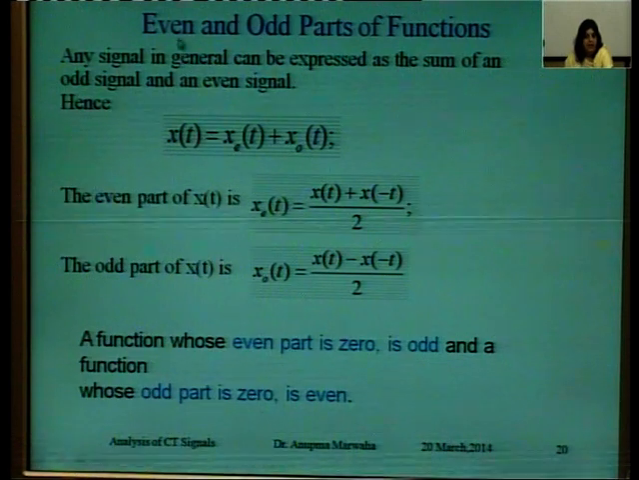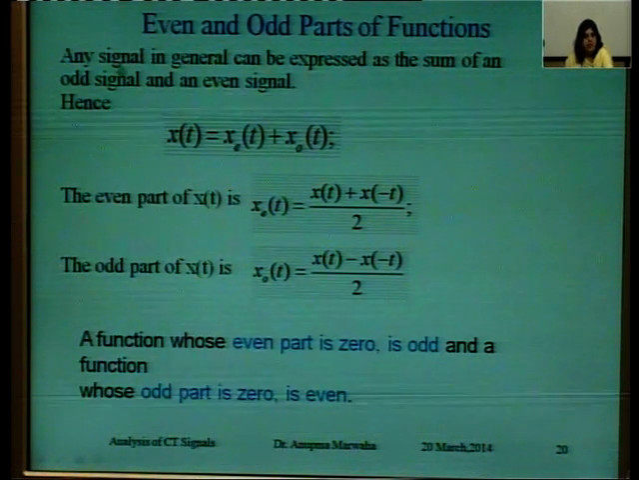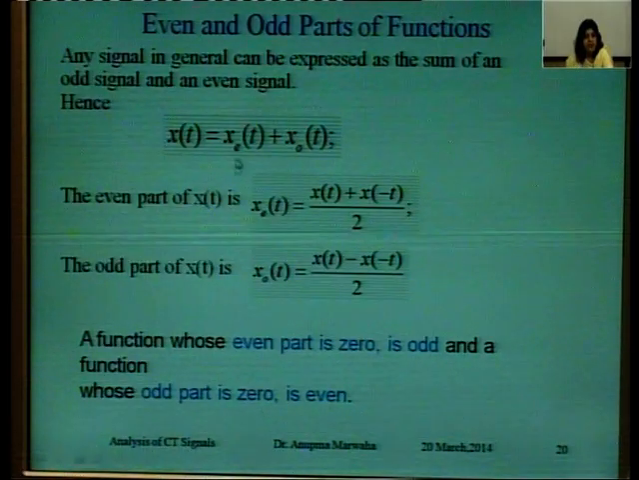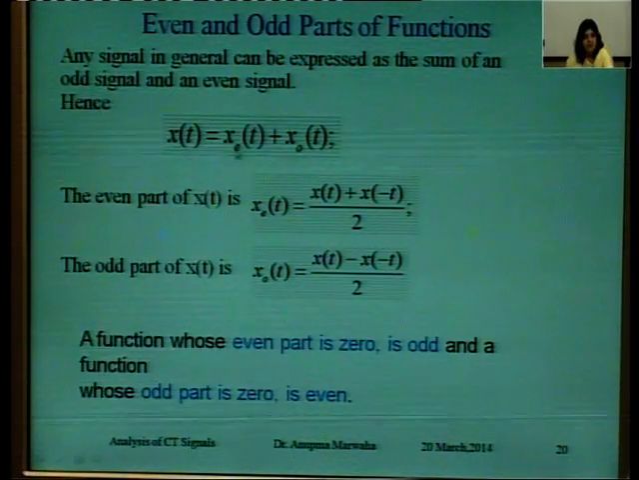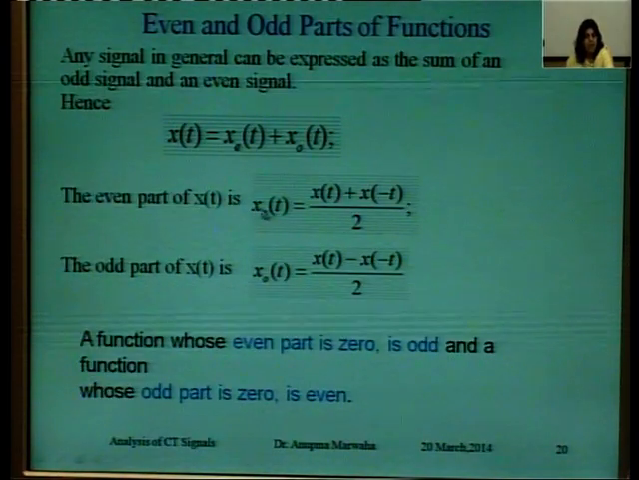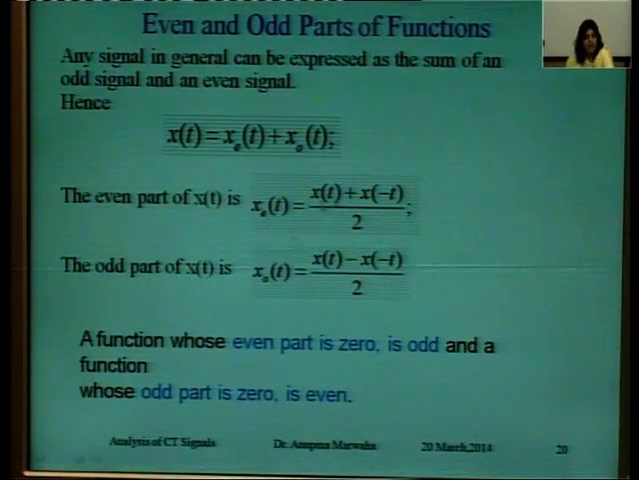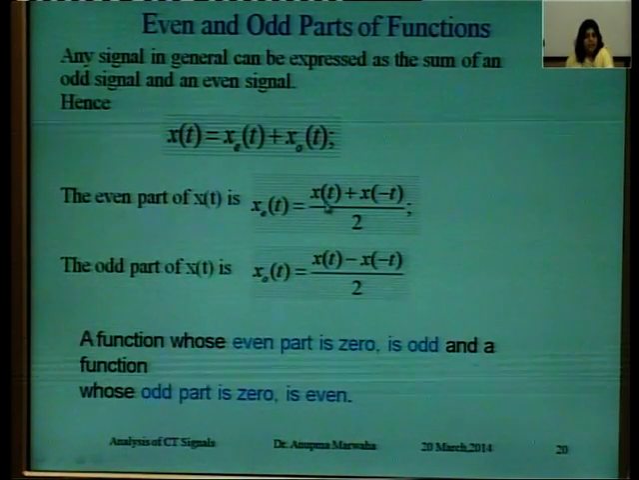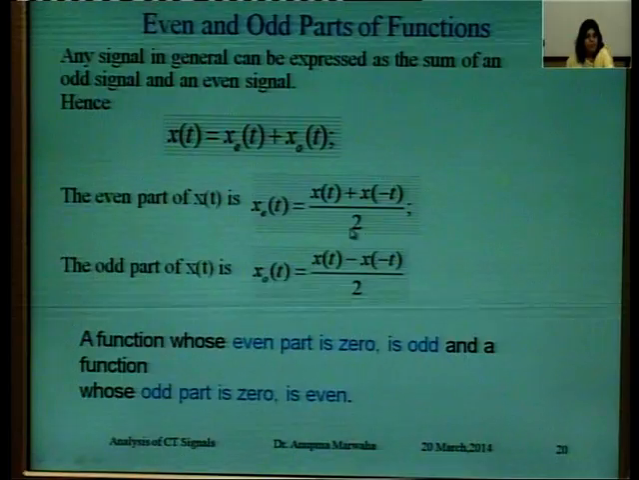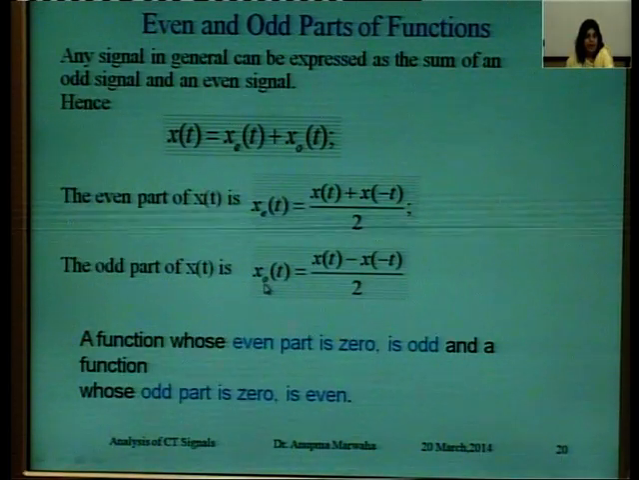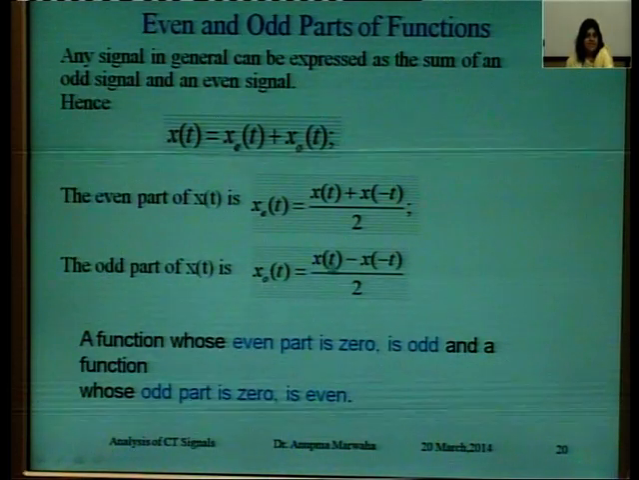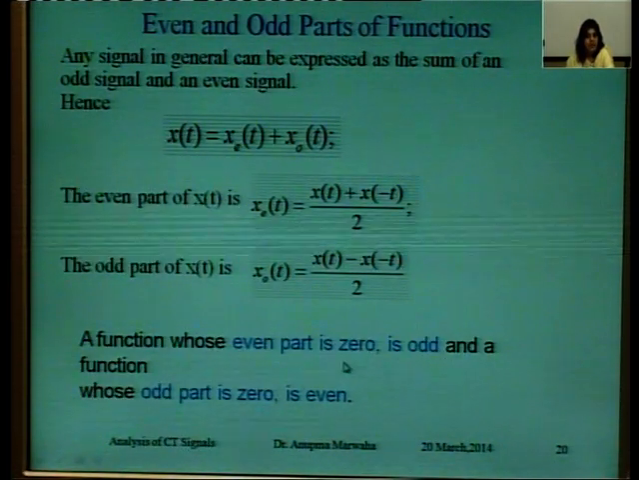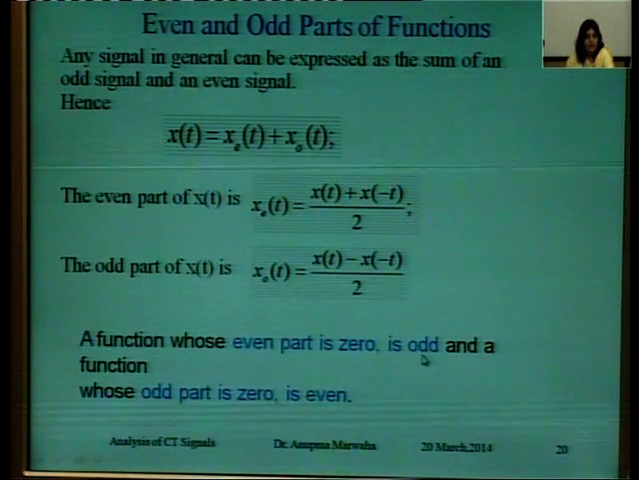Now, any signal in general can be expressed as a sum of its odd and even parts. That is, if we have a signal x(t), then we can express it in terms of its odd and even parts, where the odd and even values can be determined by solving these expressions. The even part of x(t) will be determined by evaluating [x(t) + x(-t)]/2, and the odd part of the x(t) signal will be [x(t) - x(-t)]/2.